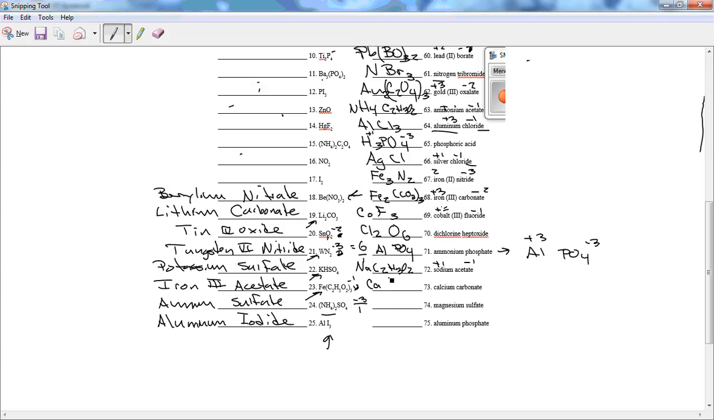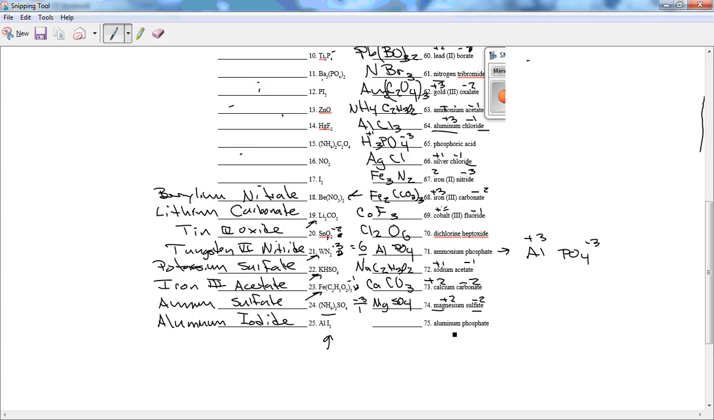Calcium carbonate, Ca, CO3, plus 2, minus 2, done. Magnesium sulfate, metal, and an ate. That means we have Mg, sulfate is SO4, plus 2 from family 2, minus 2 because it is, done.